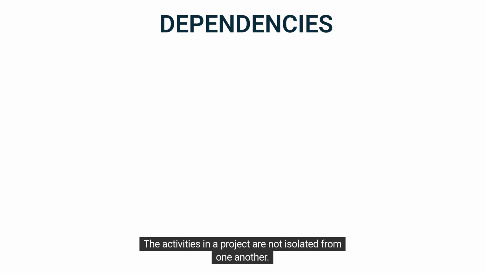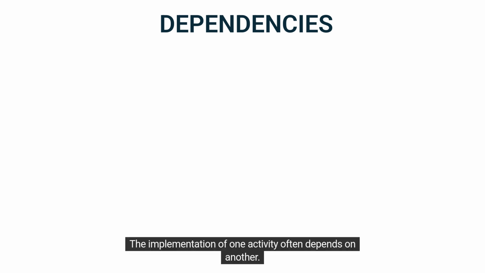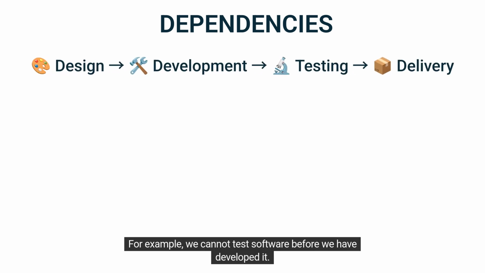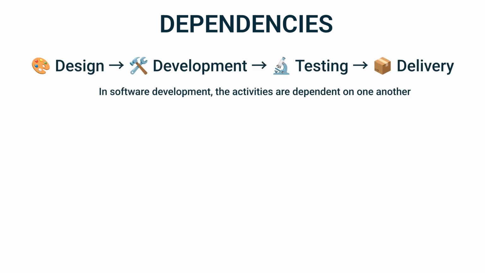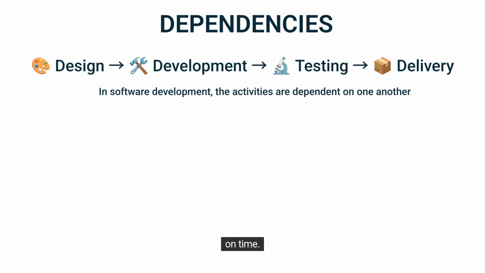The activities in a project are not isolated from one another. They are usually connected. The implementation of one activity often depends on another. For example, we cannot test software before we have developed it. Understanding and managing these dependencies is critical for keeping the schedule on track and achieving results on time.